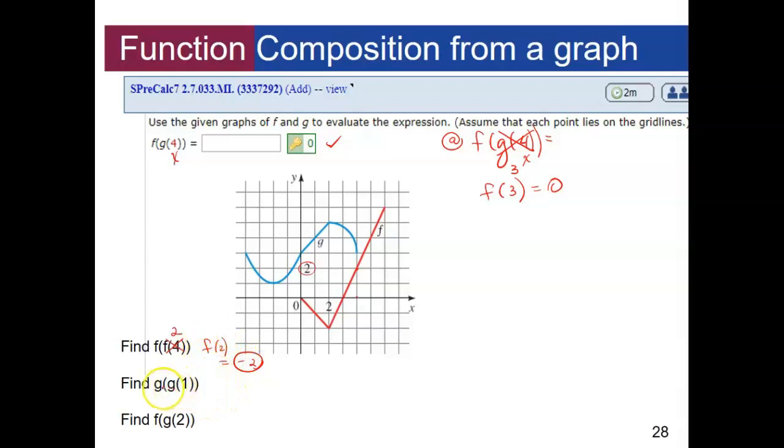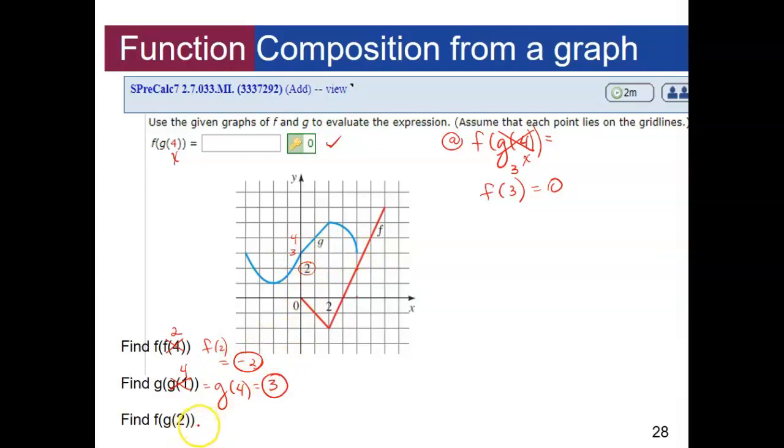On this one, I'm using the g graph, so I'm going to go to where x is 1, except this time I'm going to use the g, which is the blue one, go up and over, so this value is 4. So we'll replace this with 4. So now I've got to find g of 4. So go over to 4 and go to the blue graph, and that value is 3.